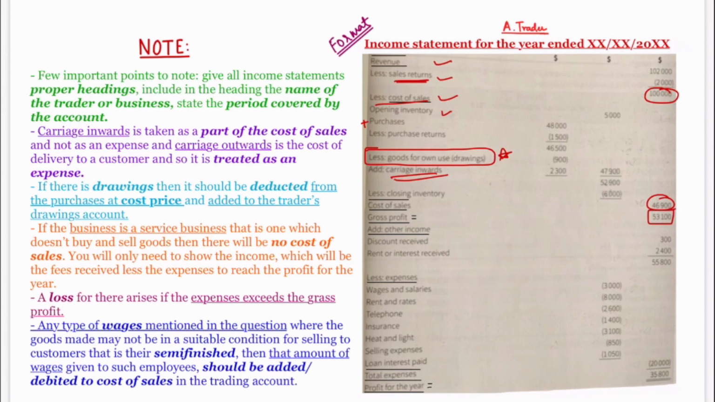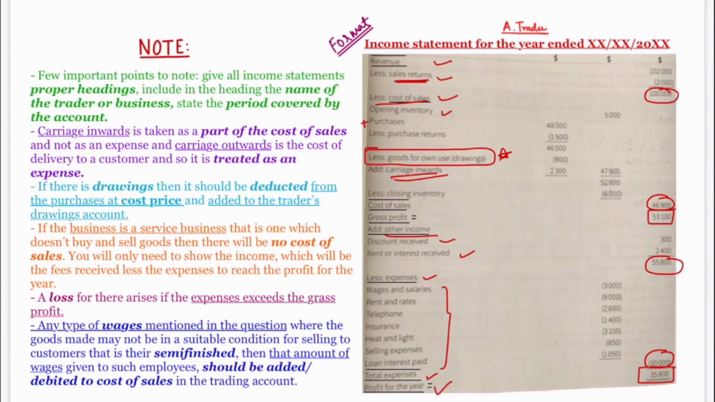Now starts the profit and loss account. Then add other income to the gross profit, which contains discount received, rent received. There will be various incomes that the question will give you in the trial balance. Then less expenses, some types of expenses are given here. Then the total of all of this, that is the total expenses. Then total income, that is this, which has been added to the gross profit. So total income less total expenses will give you the profit for the year.